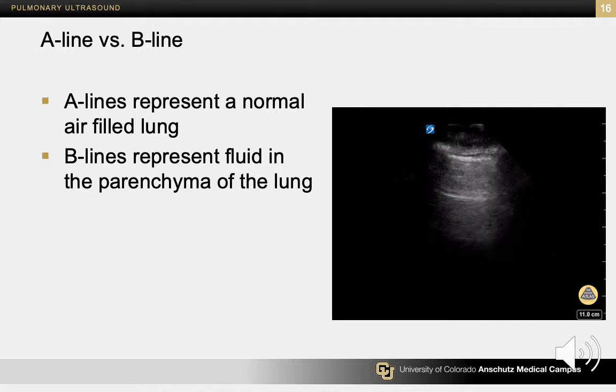B lines, which we'll see on the next slide, are representative of fluid in the parenchyma of the lung, so fluid accumulating in the alveoli. There are a number of things that can cause that, and we'll see what the difference is here with the A lines and B lines.